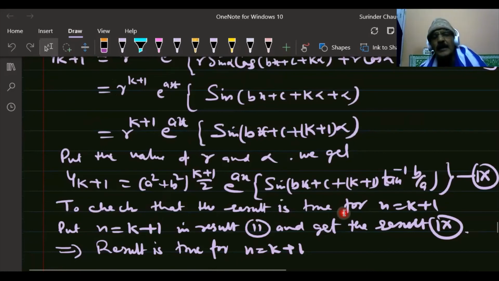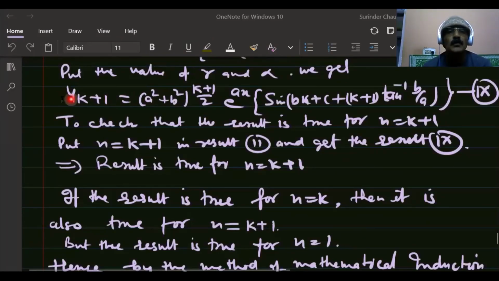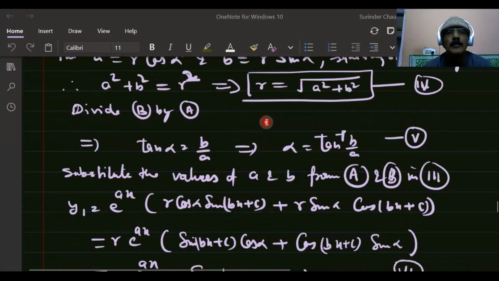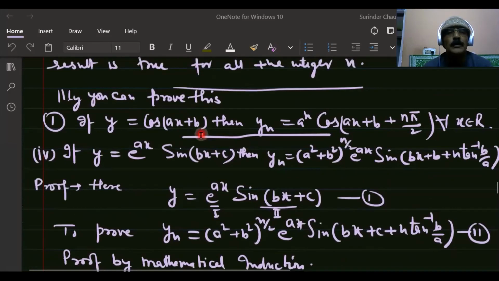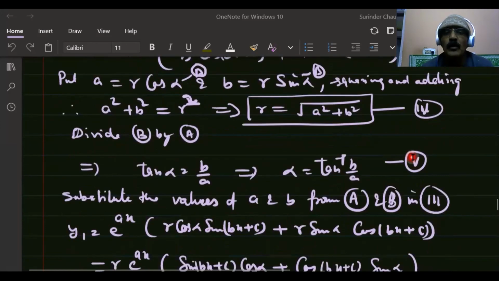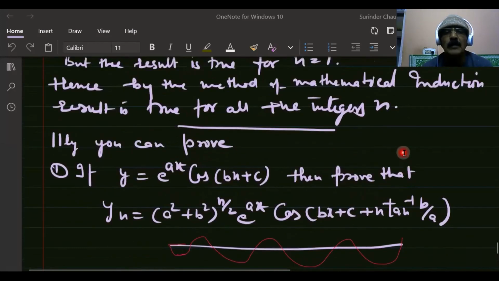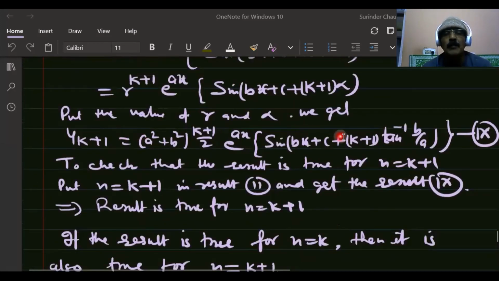To check, we can check it first through the given function's k plus 1 derivative. In order to check it, we go to the n-th derivative of this. The n-th derivative of this is this, and in place of n we put k plus 1, and we get the same result. Same result here. This implies the result is true for n equal to k plus 1.